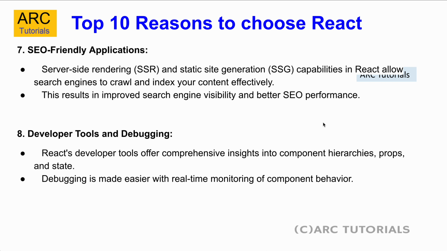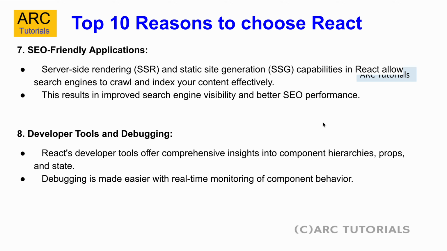The seventh reason is SEO-friendly applications. Server-side rendering and static-site generation capabilities in React allow search engines to crawl and index your content effectively. This results in improved search engine visibility and better SEO performance. A lot of times people think React projects are used only inside the network, behind a firewall, in enterprises, but not necessarily. You can build public-facing websites with React and you still can explore the SEO-friendly options which are built as part of React.